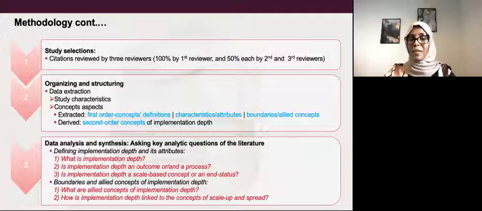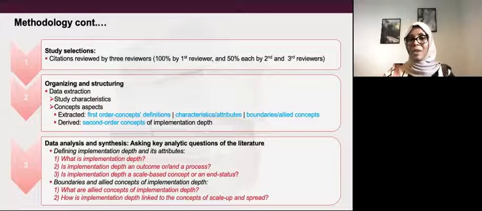The first step was about study screening and selection, and 3 members of our research team reviewed all the citations, one reviewer doing 100% and the other 2 reviewers each doing 50%. The second step was about organizing and structuring the literature we identified. This involved data extraction on study characteristics and aspects of the first order concepts. The aspects of the first order concepts that we were interested in extracting were the definitions and the characteristics or attributes and the boundaries or allied concepts, after which we then derived the second order concepts of implementation depth.